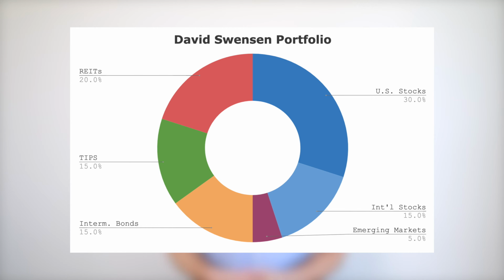The David Swensen portfolio asset allocation looks like this: 30% total US stock market, 15% international stock market, 5% emerging markets, 15% intermediate treasury bonds, 15% TIPS, and 20% REITs. Similar to the Ivy portfolio, we see a heavy 20% allocation to REITs. Unlike that one though, the Swensen portfolio doesn't include commodities, and I like that. I also like that the portfolio does not use gold.